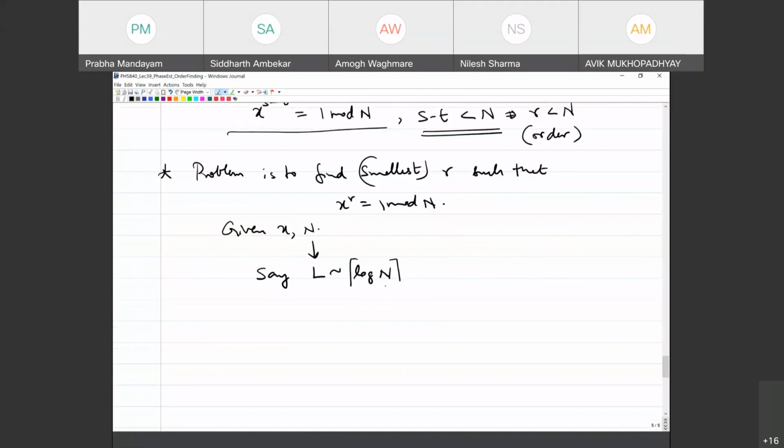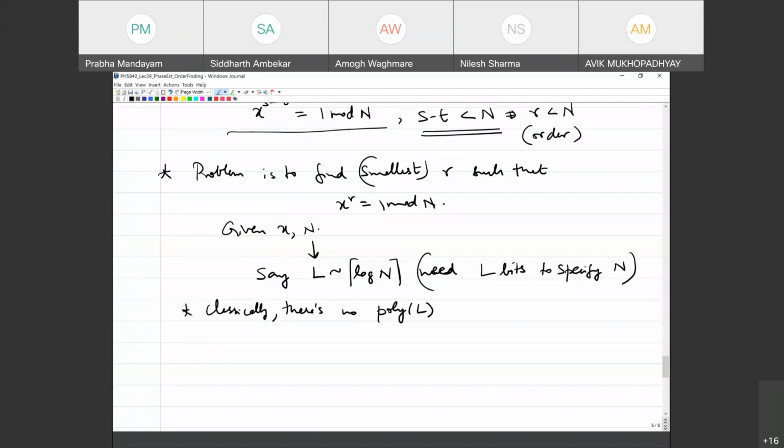Which means that you need L bits to specify n. Right? Because 2 to the L is the closest integer to capital N. So you need L bits to specify n. Classically, there is no algorithm which scales as poly L, right? Which scales polynomially with L for order finding.